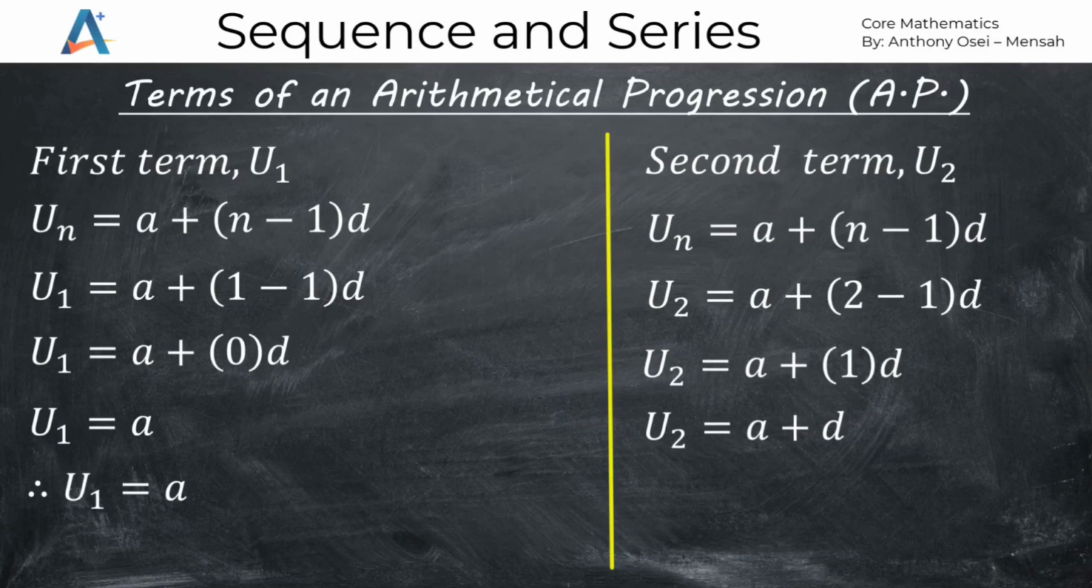It means that when you want to get a second term, you can go ahead and use this formula in place of the general formula for the AP. So U2, or the second term of an AP, is given by the formula a + d. That is the first term plus the common difference.